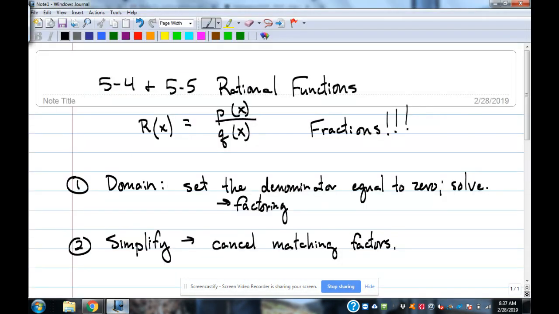So simplifying is the second step that you're going to do, and to do that, you're going to cancel matching factors. Thus, going back to the domain, solving by factoring, you also are going to want to factor the numerator so that you can find matching factors to cancel out. That doesn't mean you'll always have stuff canceling out. It just means that you could have things canceling out to simplify that fraction. So we want to try to get that fraction in simplest form.